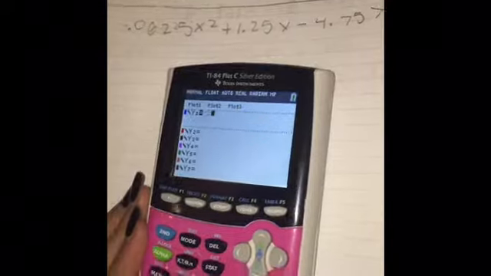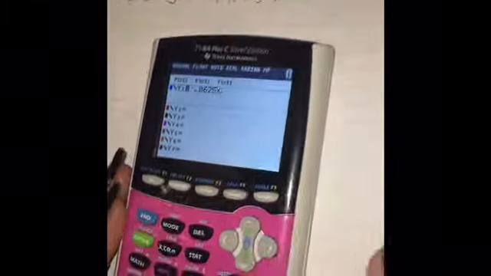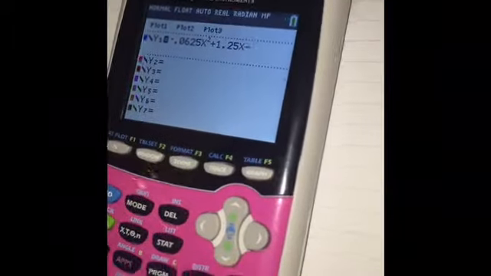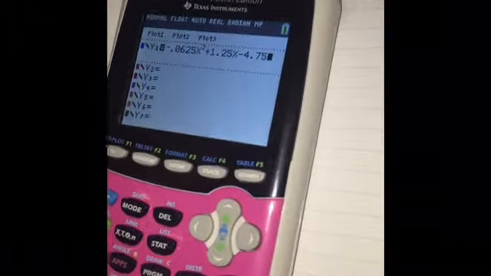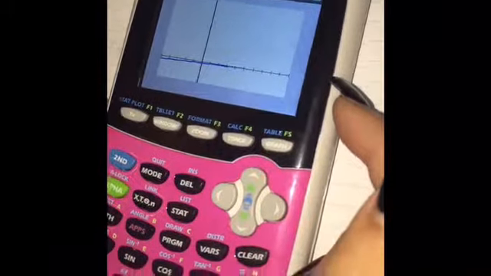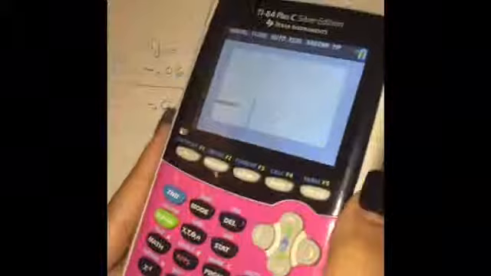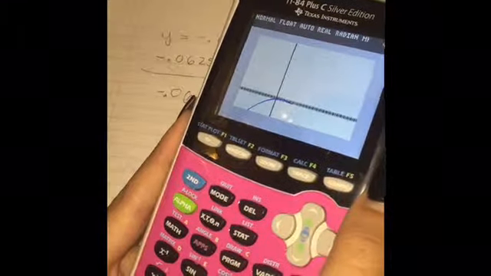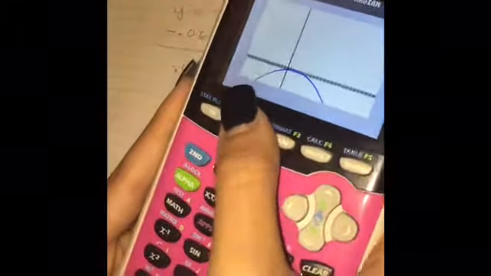So what we are going to do is go back to the graphing calculator. We are going to y equals, and we're going to clear that. We're going to enter this new equation, which is negative 0.0625x squared plus 1.25x minus 4.75. You're going to hit graph. Let's see if that helps. Okay, I'm going to make it a little better. Window!